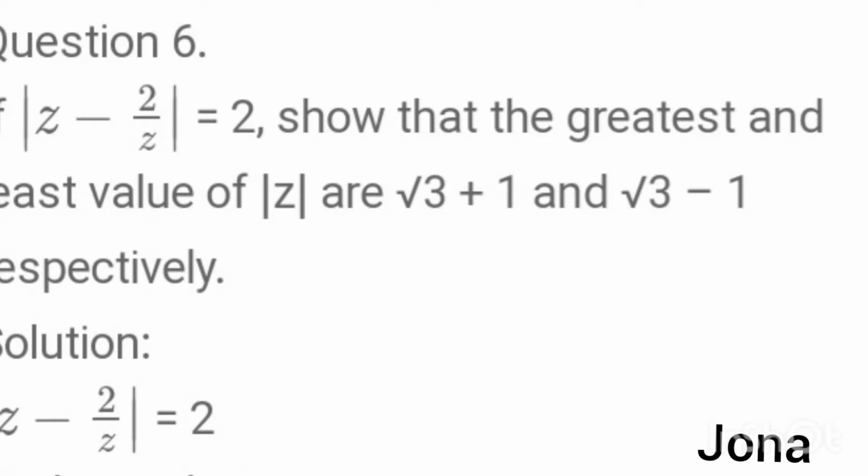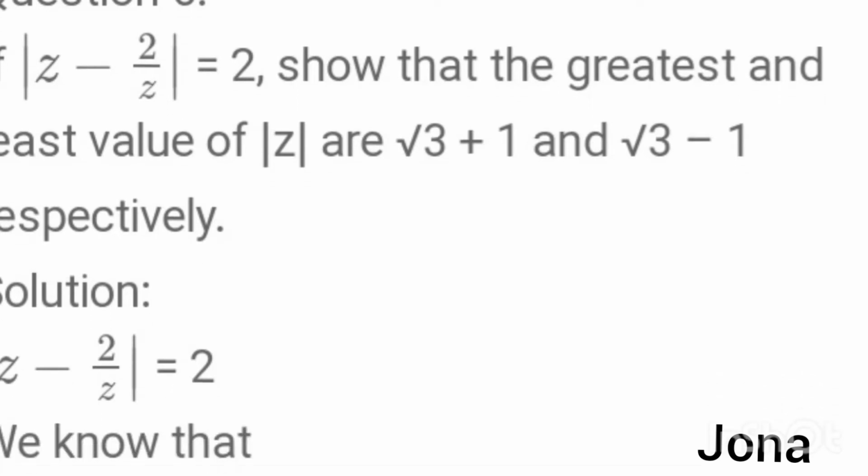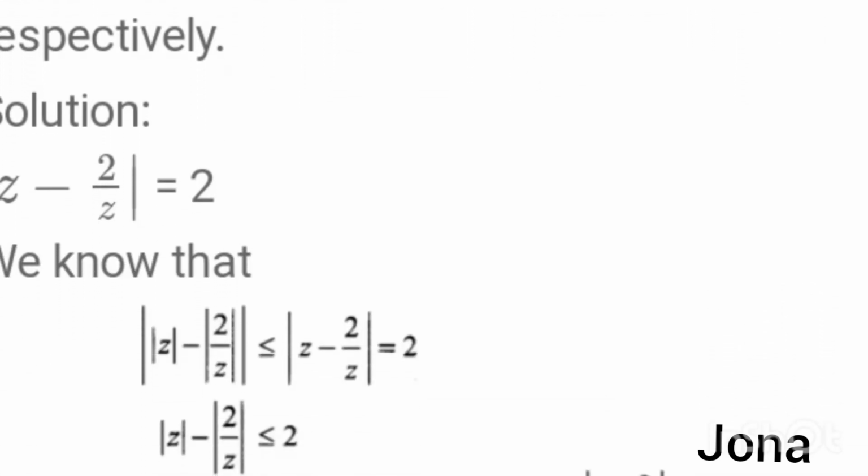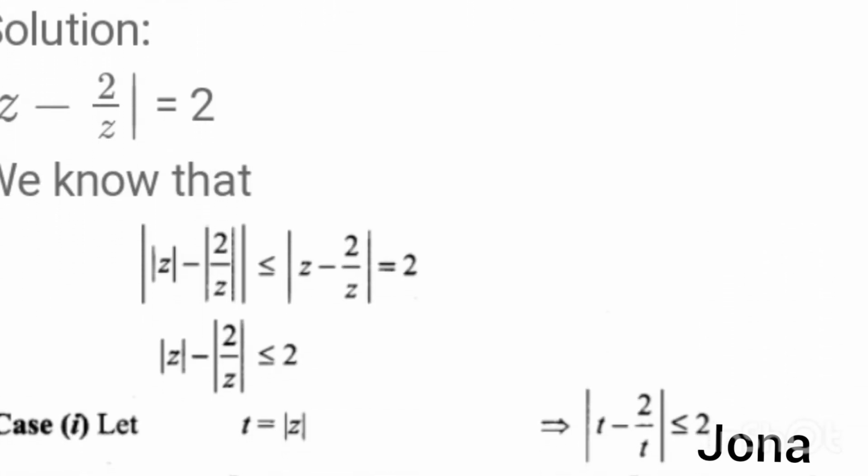Sixth problem. If modulus of z minus 2 by z equals 2, show that the greatest and the least value of z are root 3 plus 1 and root 3 minus 1. We want to find the greatest and the least value of modulus of z. Here in the problem it's given modulus of z minus 2 by z equal to 2.